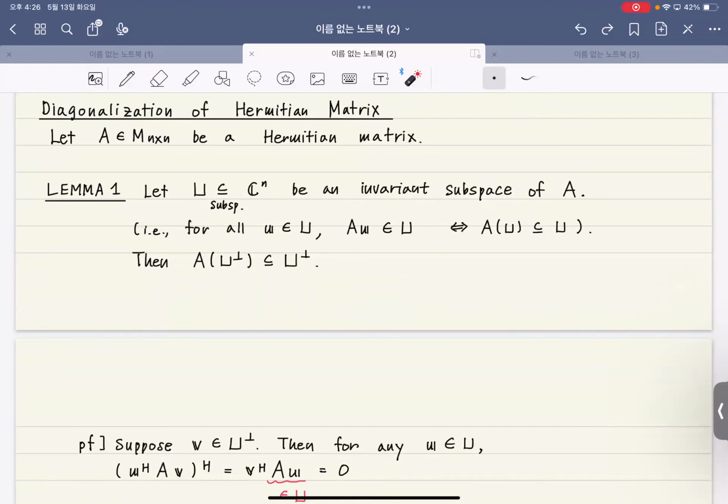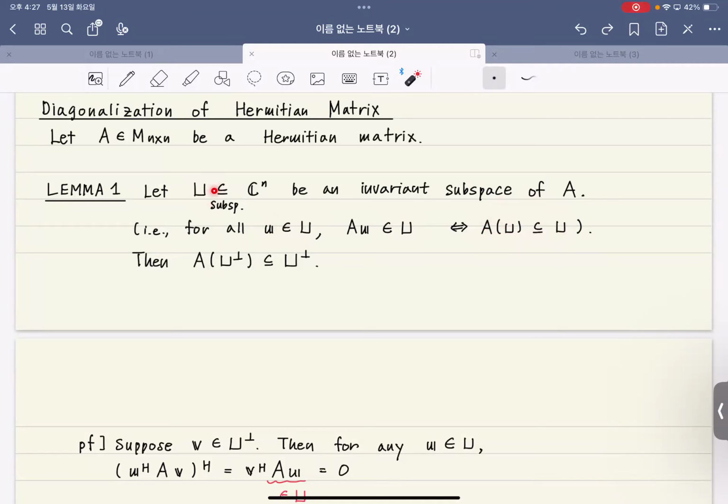Let U be an invariant subspace of A. Oh, hold on. What is an invariant subspace? For every vector u in this subspace U, suppose that Au is also a member of U. If your subspace U satisfies this, then we say that it's an invariant subspace. Symbolically, A U, the image of the subspace U, belongs to U. If this condition is true, then we say U is an invariant subspace.